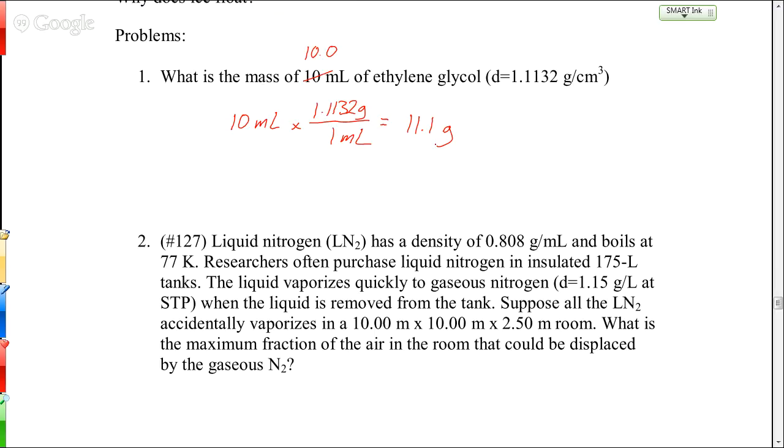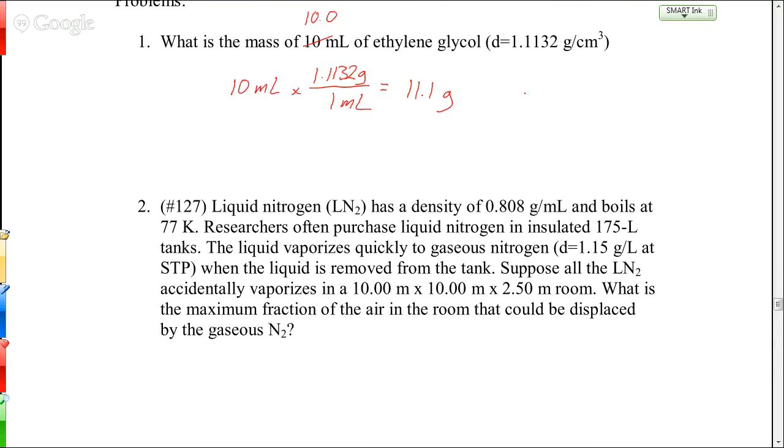All right. So let's do a tough one. Let's challenge ourselves a little bit. This is a question from the book. Liquid nitrogen has a density of 0.808 grams per milliliter and boils at 77 K.